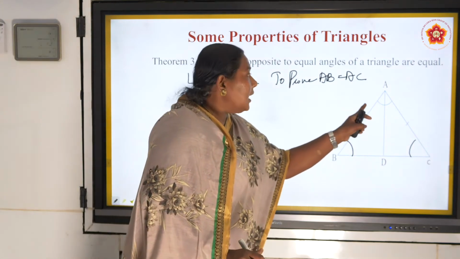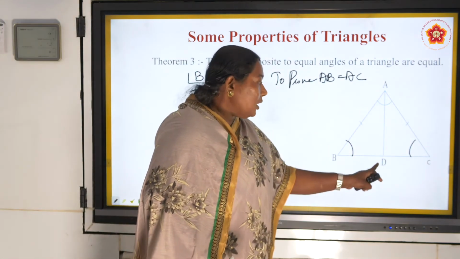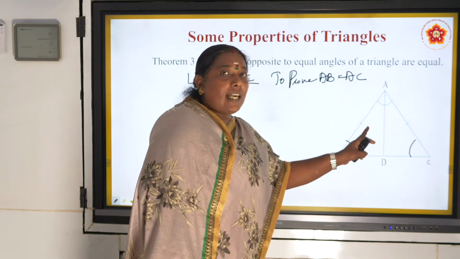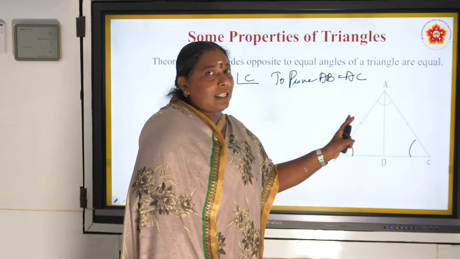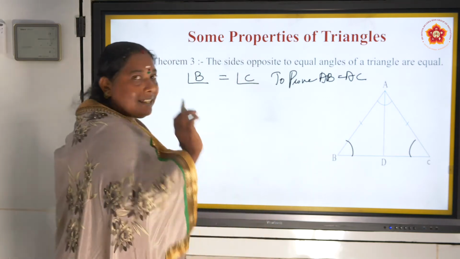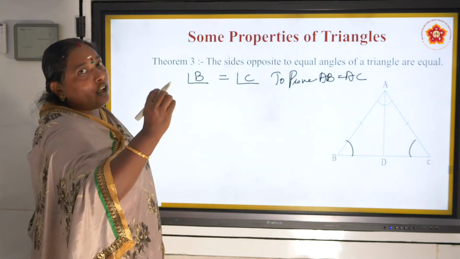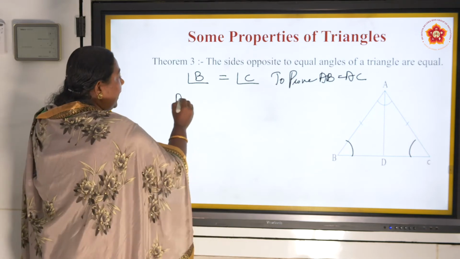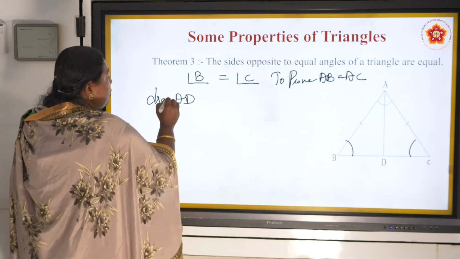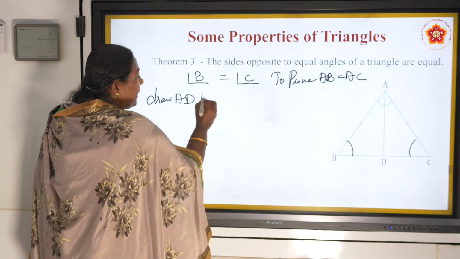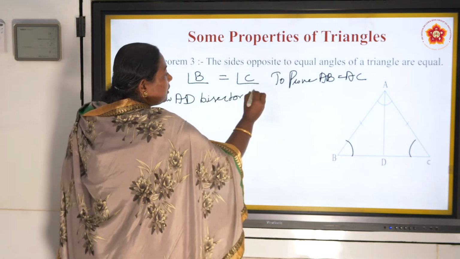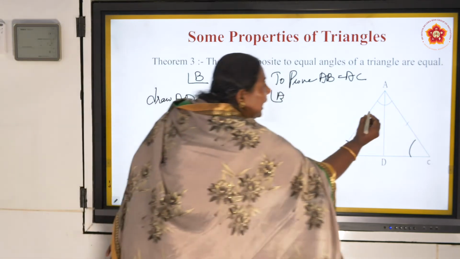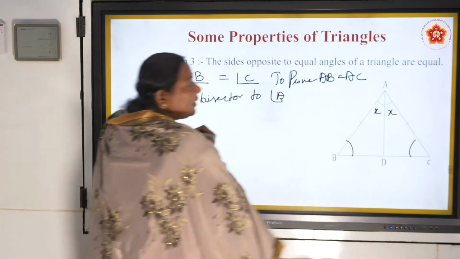To construct a line starting from the vertex A to the line BC, touching the point D in such a way that it divides the angle into equal parts. That means I'm going to draw a bisector line. That's all. Draw a bisector line for angle A. So draw a bisector line AD, bisector to angle A. So in that, what do I get? I will get two equal angles.